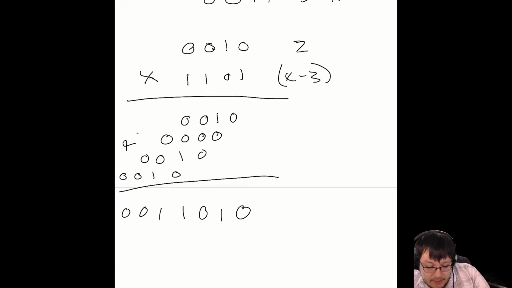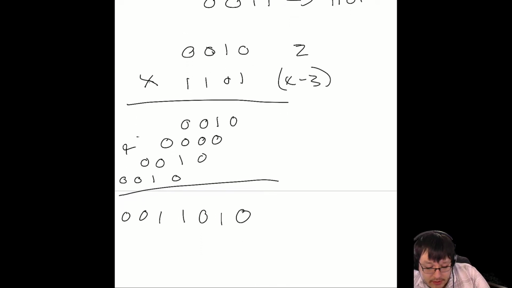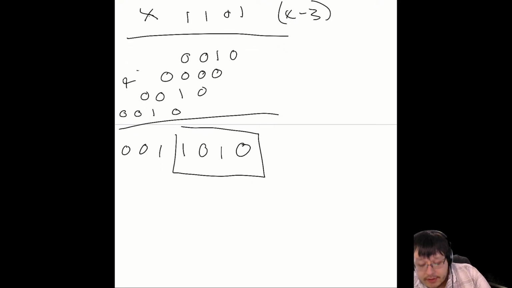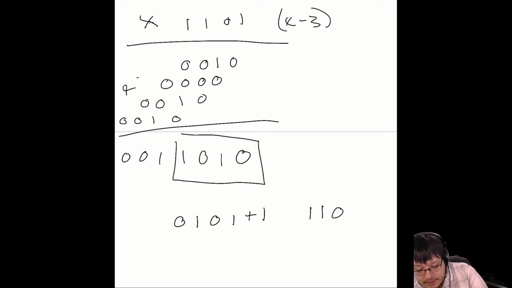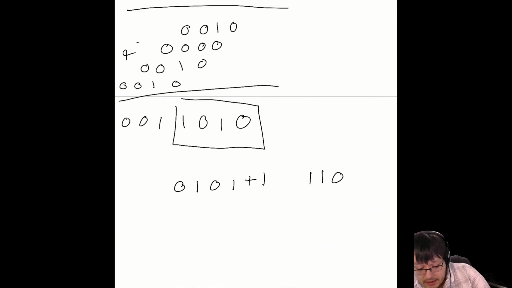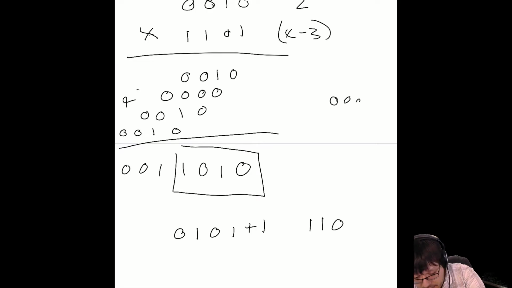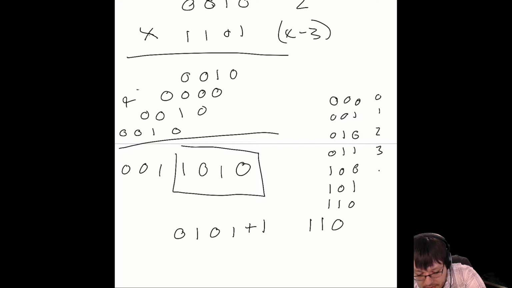Now, because it's 4 digits, this should be the answer, right? Is this the answer? Let's take the 2's complement to find out what this is. The 2's complement of this is 0, 1, 0, 1 plus 1. So 1, 1, 0. Oh God. That is actually 0, 0, 0, 0, 0, 1, 0, 1, 0, 0, 1, 1, 1, 0, 0, 1, 0, 1, 1, 1, 0. So that's 0, 1, 2, 3, 4, 5, 6.